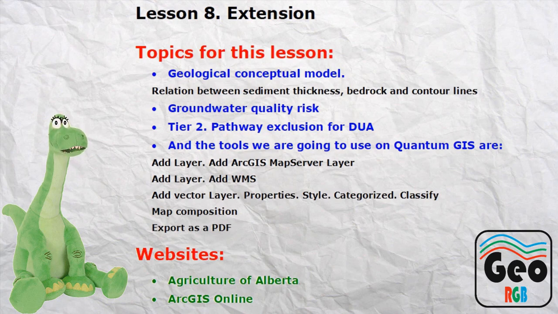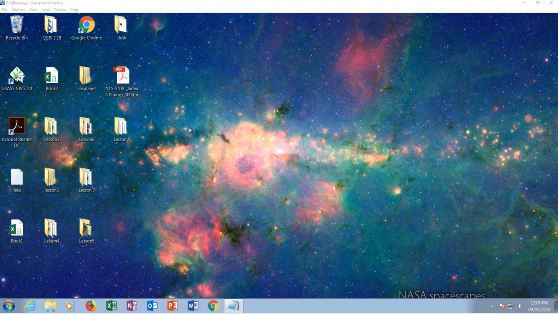Layer, Add ArcGIS MapServer Layer, Add Layer, Add WMS, Add Vector Layer, Properties, Style, Categorized, Classify, Map Composition, Export as a PDF. And the websites we're going to visit for this lesson are going to be Agriculture of Alberta and ArcGIS Online.